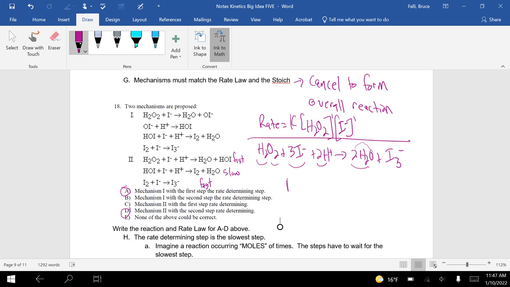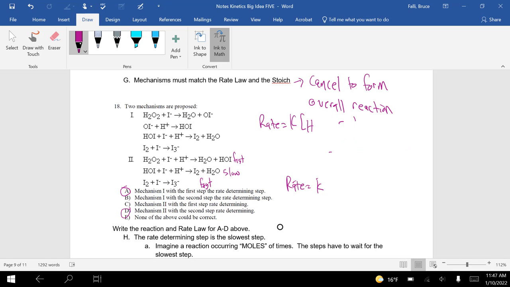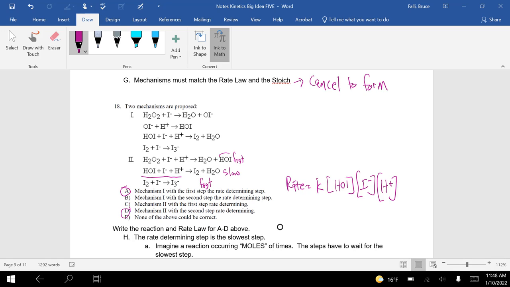So my rate law is going to be rate equals K. Uh-oh, I got stuff appearing. So I'm going to erase everything above so it doesn't come back to haunt me. Rate equals K times, so I'm looking at HOI, I negative, H positive, okay? Now, let's look here, notice how I have HOI up here? HOI is an intermediate, okay?